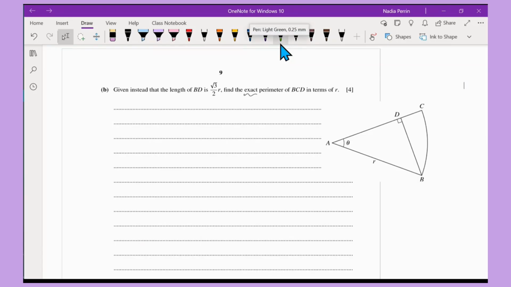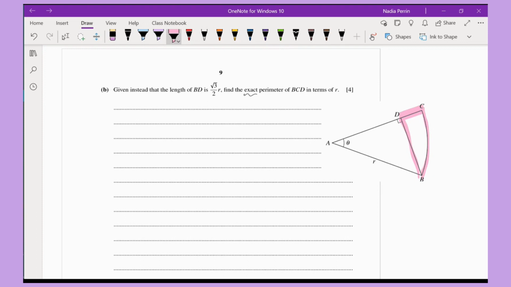Right, question B. So this time we have been given some different information, and we're going to have to use that instead of theta to help us find the exact perimeter. So again, using the word exact, meaning we need to find it in terms of pi or give the square roots as exact square roots. What they're wanting us to find is the perimeter of BCD. So they want us to find this section here.